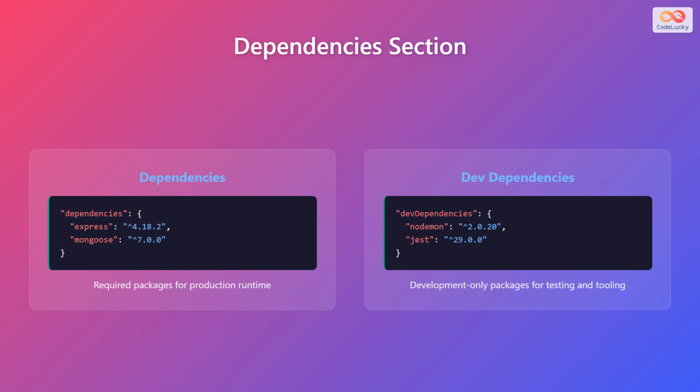The package.json file is instrumental in managing your project's dependencies. Dependencies are the packages your project needs to run. These are listed under the dependencies section, including packages like Express and Mongoose, necessary for the application to run in a production environment. Development dependencies, on the other hand, are packages needed only during development, such as Nodemon and Jest, which are listed under the devDependencies section. These are used for tasks like testing and automatically restarting the server.